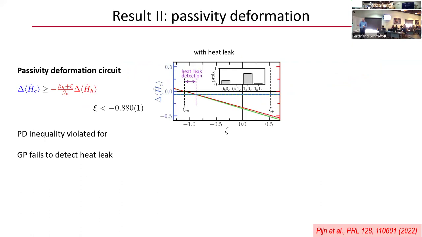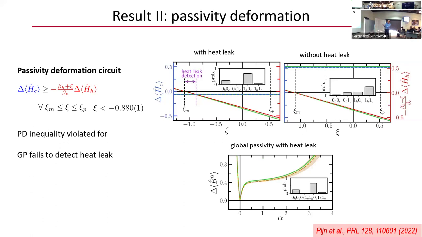Okay. And now we do the passivity deformation, which is an addition to this. For this, we have to violate this inequality, and the passivity deformation test is in this range here. So again, we run this algorithm. We look for the probabilities of the qubits which we are allowed to measure, of course, not the environment qubit. And then we check.